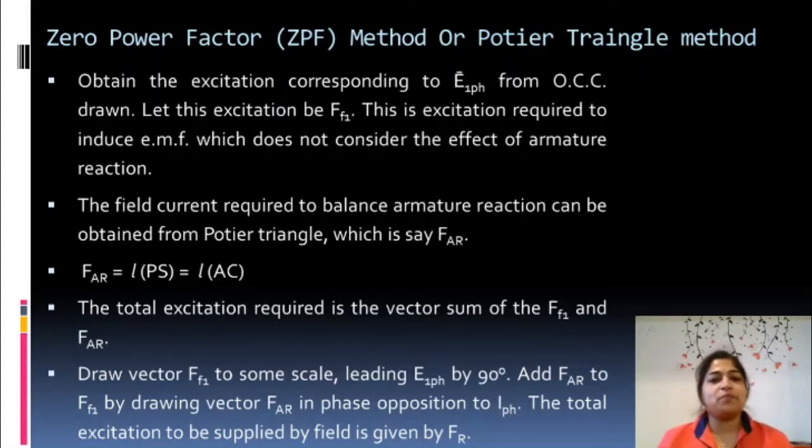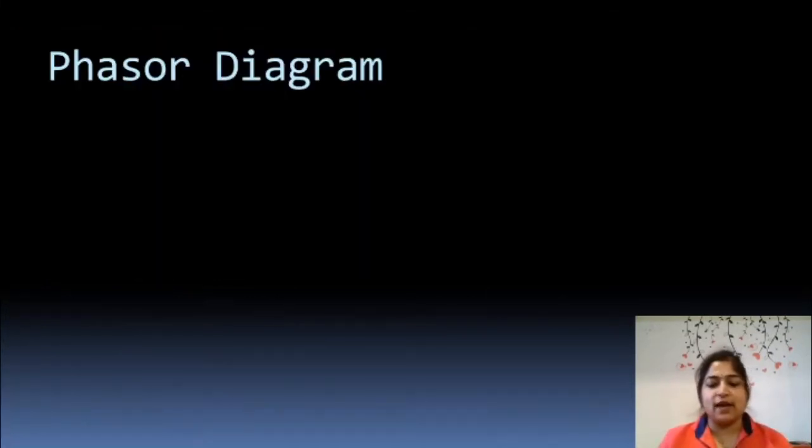Here FF1 is the field current which is producing main flux, and hence E1PH is the EMF which is induced. But because of the armature reaction, the field current which is required to balance the armature reaction is FAR. Now we will plot this FF1 and FAR and draw the resultant out of it, and accordingly we will see how it affects the EMF induced. So we will draw these vectors and I'll explain the same thing which has been written on the phasor diagram. So let's see the phasor diagram first of all.